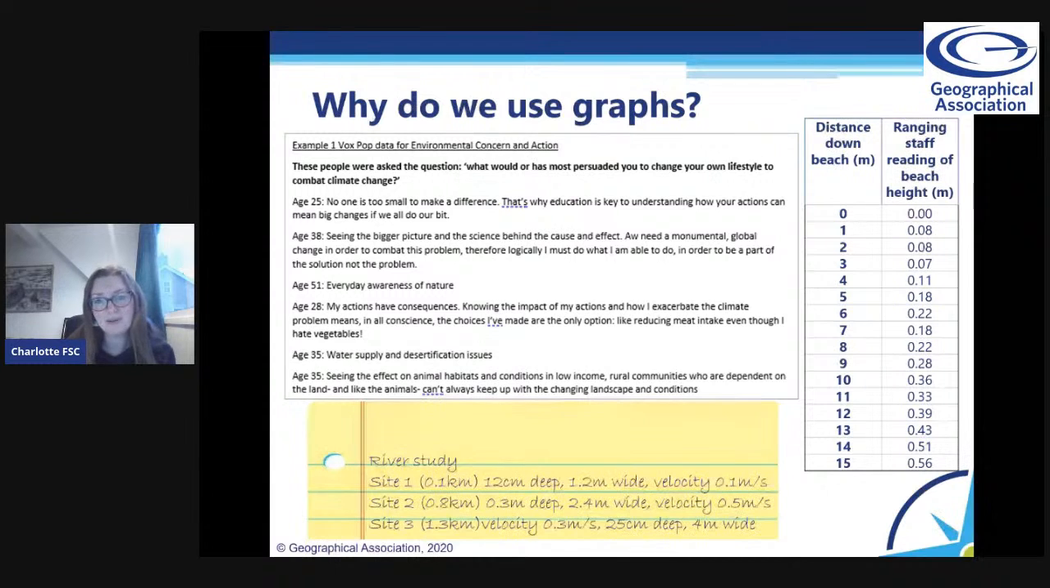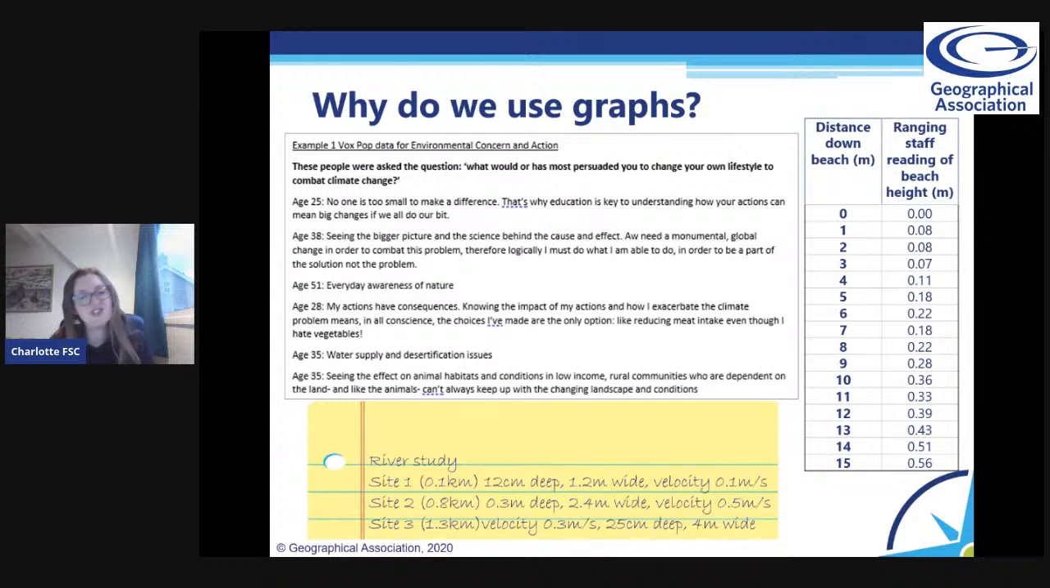Next to that, we've got the table of distance down the beach and the beach height, which was recorded as we went down the beach. And at the bottom, we've got handwritten data this time. This might be something you would collect in the field as you're measuring a river. It's from a river study. They've worked their way down a few sites, and they've taken some measurements of depth, width, and velocity.